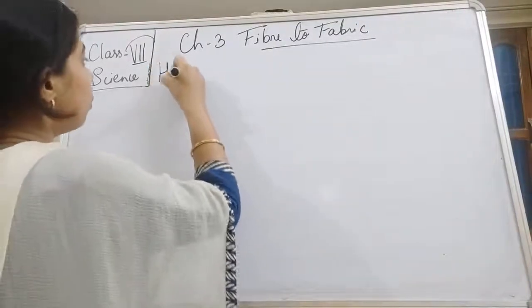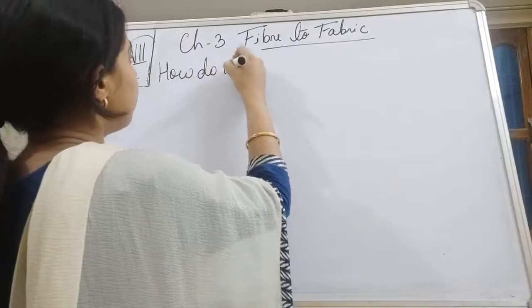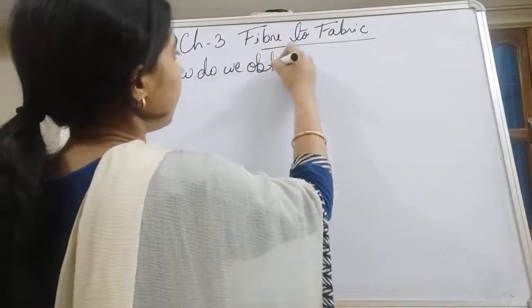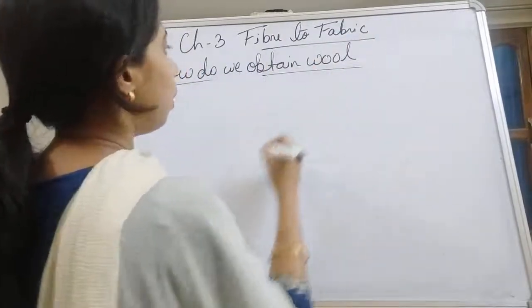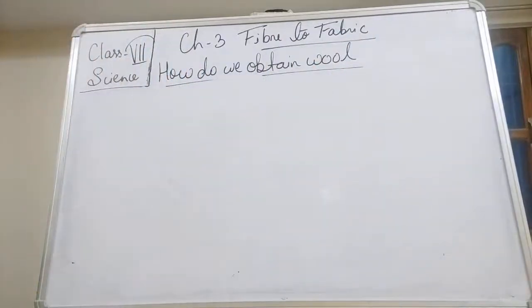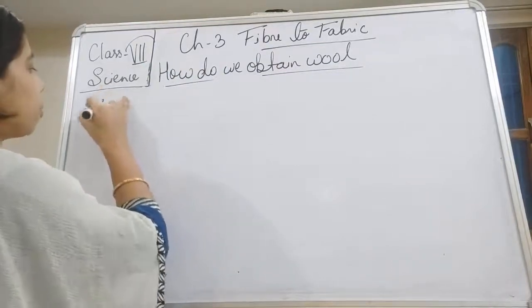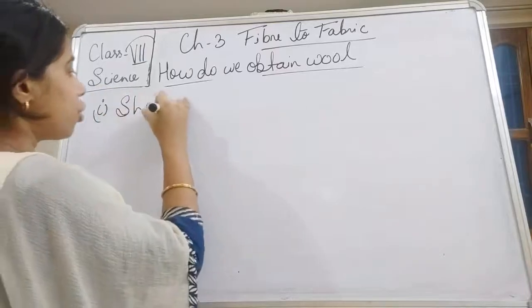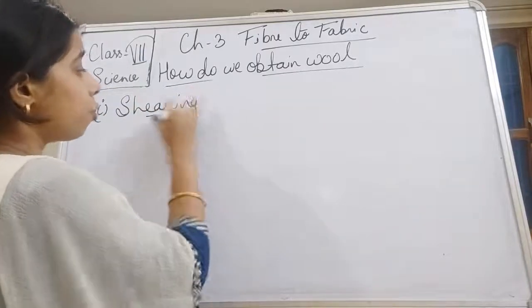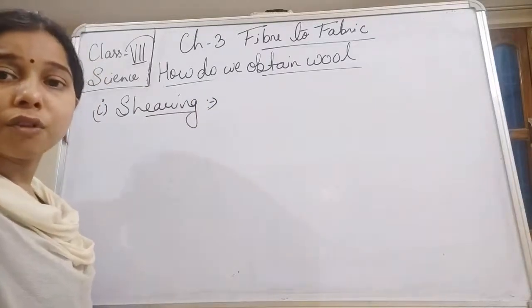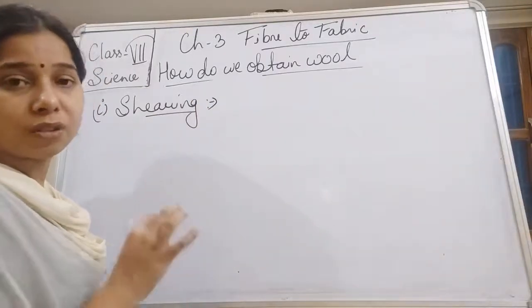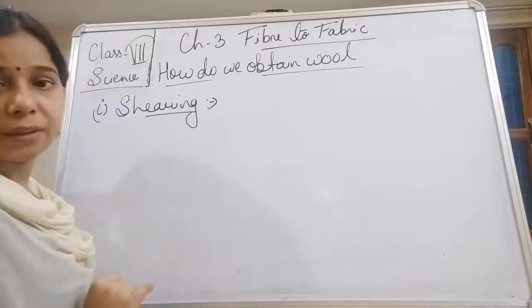So how do we obtain wool? Okay, I'll start with the first one, and that is called shearing. So basically, what is shearing, students? To obtain the fleece from the body of the sheep is called shearing.